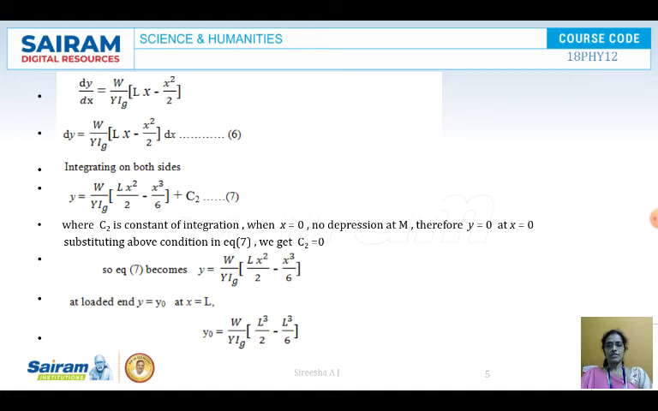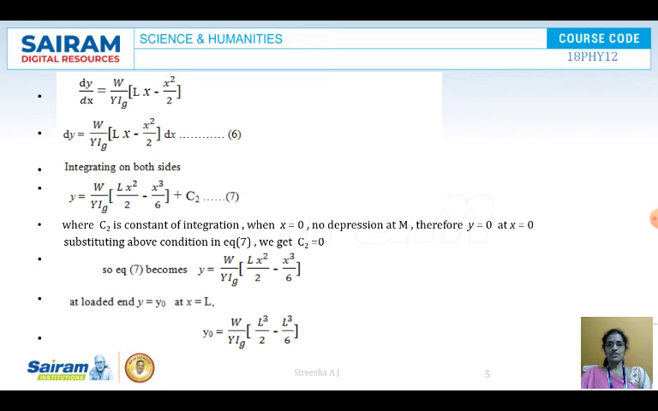Here, c2 is the constant of integration. Where x is equal to 0, there is no depression at that point. Therefore, y equals 0 at x equal to 0. So, substituting the value x equal to 0 and y equal to 0, what will we get? Again, we will get the value of c2 as 0. Substitute x equal to 0 into this equation; then there is no depression at that point, therefore y equals 0 at x equal to 0. Therefore, you are getting the value of c2 as 0.